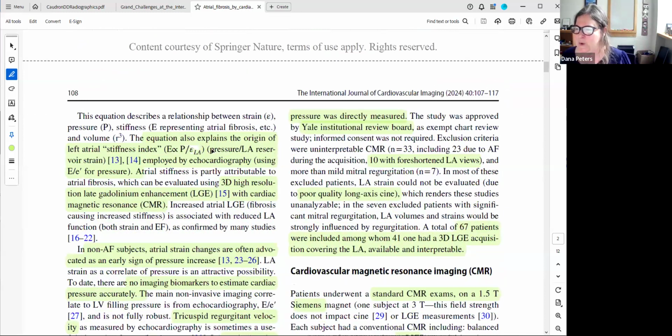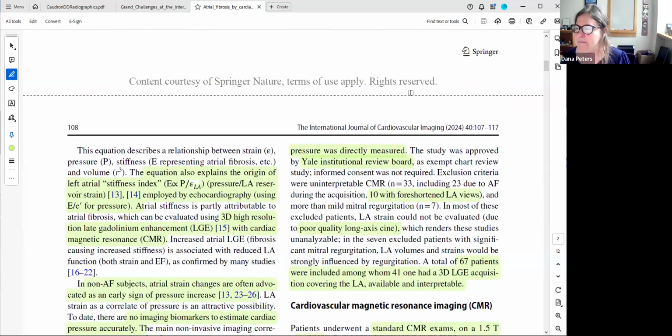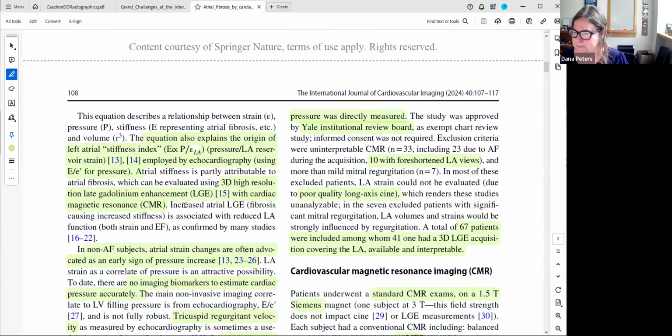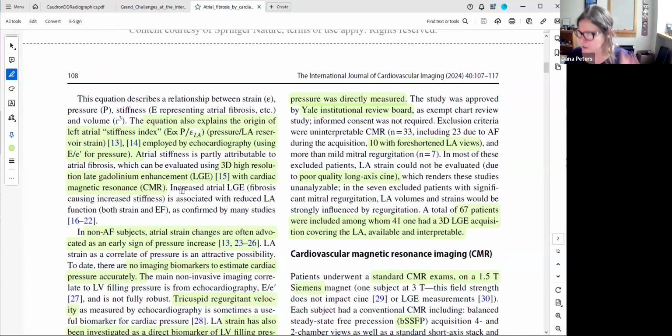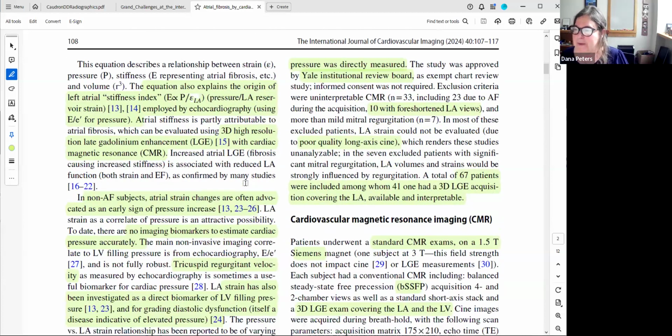This equation is why in echocardiography they have this stiffness index, which is basically pressure over strain. This metric is called pressure over LA reservoir strain, and it's used in echocardiography, except they don't have pressure, so they use E over E prime for pressure. And so we thought that we would be able to measure stiffness using 3D high resolution late gadolinium enhancement, and we can measure left atrial strain using feature tracking.